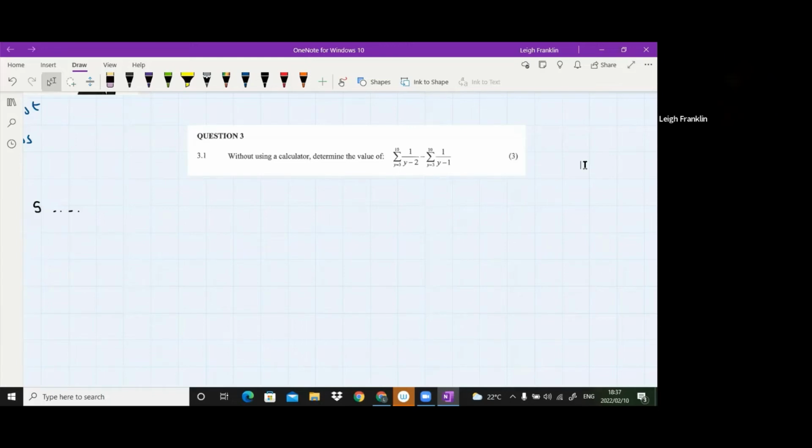So again, we are applying our knowledge and understanding of sigma notation to help us answer this question. What do we do when we see sigma notation? We start subbing in, don't we? We start subbing in with the number at the bottom, and we finish subbing in with the number at the top.